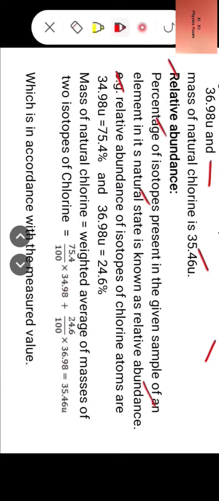For example, relative abundance of isotopes of chlorine atoms are as follows. Of 34.98 units is 75.4% and of 36.98 units is 24.6%. Now, mass of natural chlorine is equal to weighted average of masses of two isotopes of chlorine, and it is equal to 75.4 by 100 into 34.98 plus 24.6 by 100 into 36.98, and it is equal to 35.46 units, which is in accordance with the measured values.